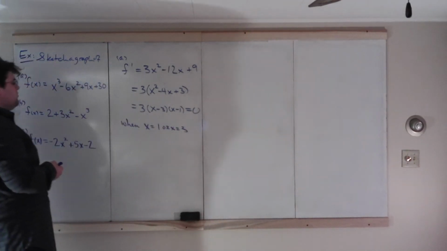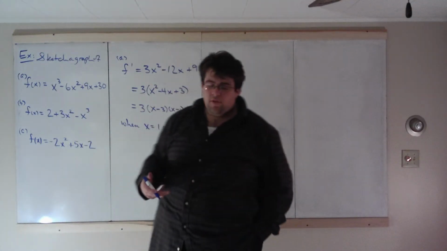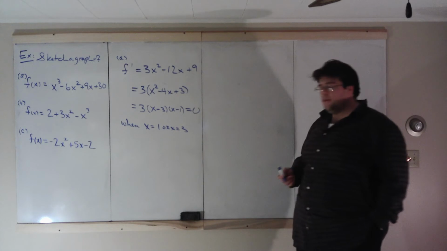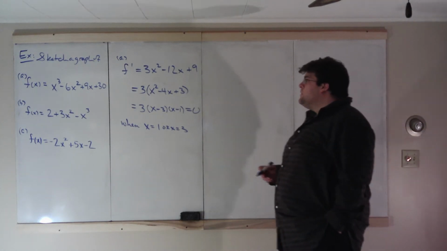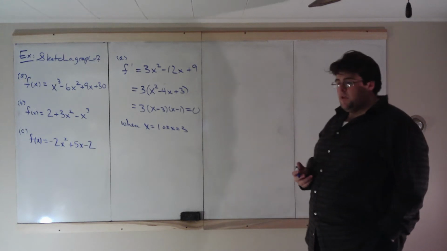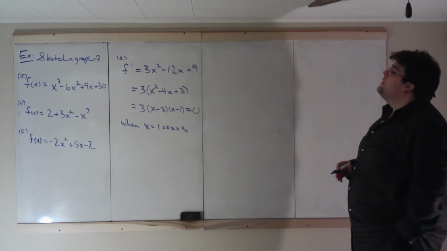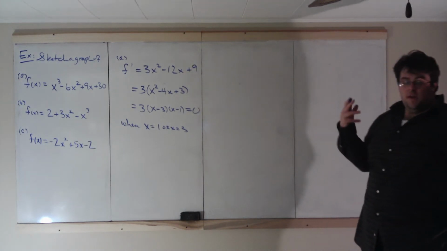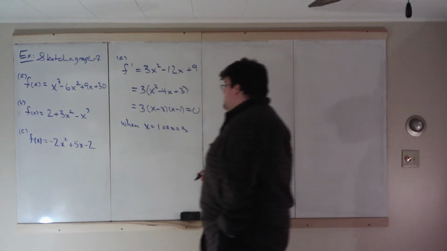Now, these values split the number line at 1 and 3. They split into 3 intervals, and on each of those intervals, the first derivative will either always be positive or it will always be negative, and we have to figure out which one. How are we going to do that?